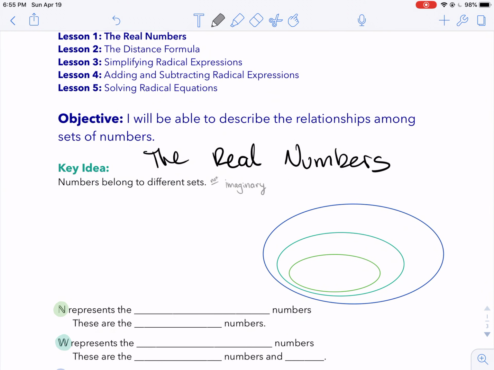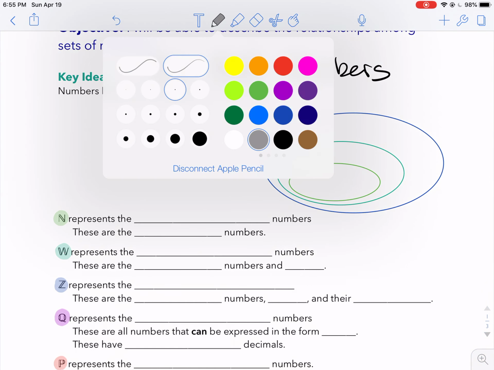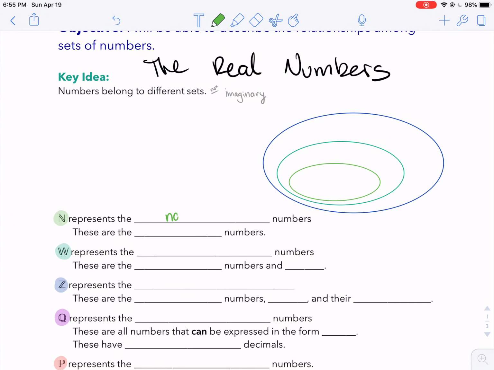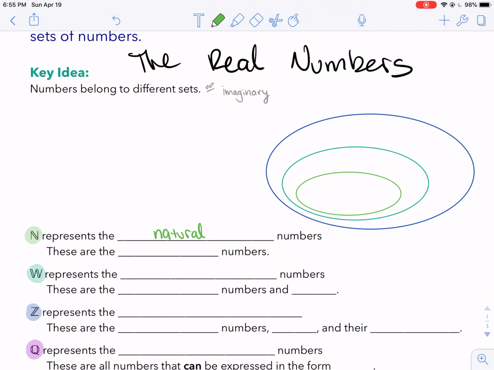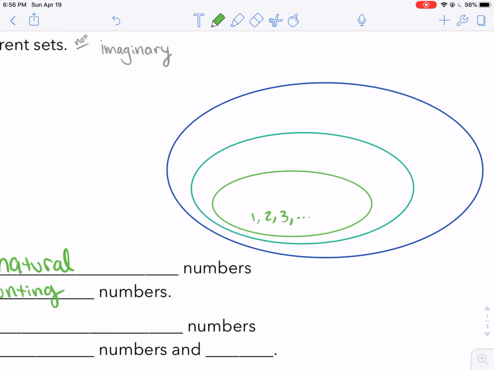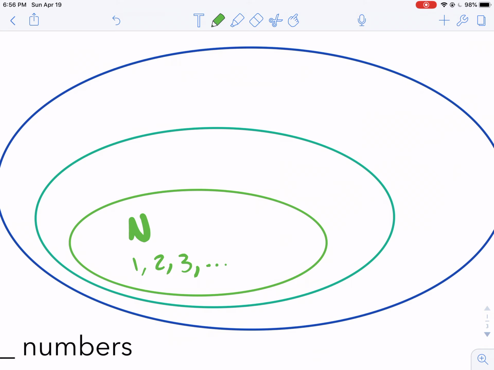Now, there are a whole bunch of types of real numbers. Most people, when they think of numbers, think about the natural numbers. So the natural numbers are numbers like 1, 2, 3, 4, 5, 6, 7, 8, 100,000, things like that. These are numbers that we count with, so we call them the counting numbers. We use N to represent the natural numbers, because N is for natural.